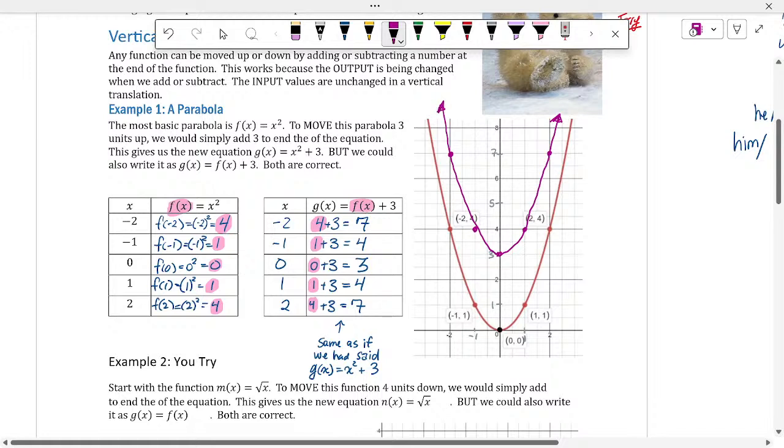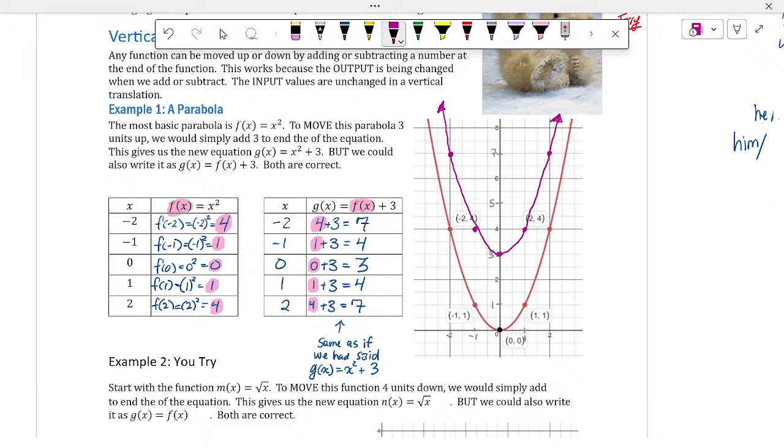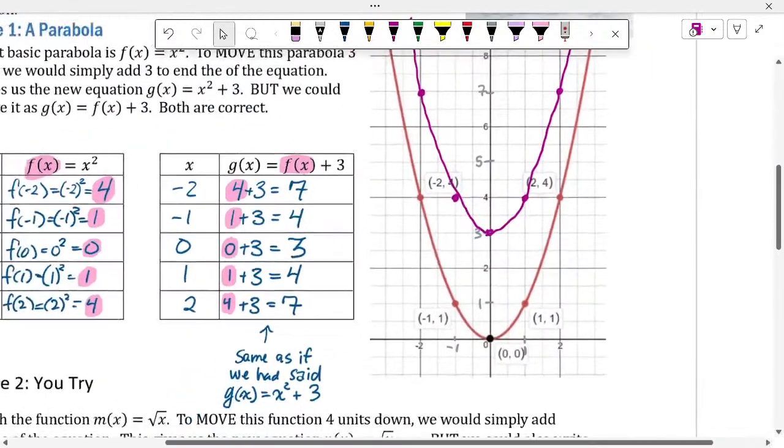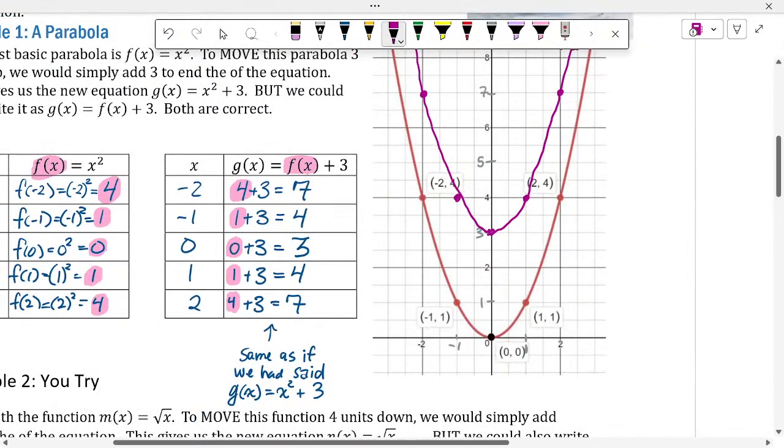And what do you notice? Hopefully, they're the same shape. What's the difference between them? Yeah, the vertex moved up by 3, but really what happened to every single point? Every single point on it. If I tracked this point here, how much did it move up by?